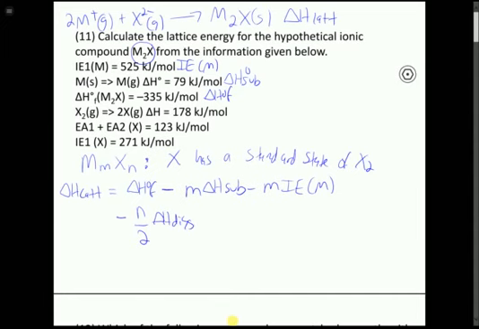So that's this value here. Remember, that's the enthalpy associated with breaking a bond. So in that case, it's going to be X2 going to 2 X's. And then we also are going to subtract N times the electron affinity. So that's the energy involved with our nonmetal gaining an electron and becoming an anion. So this is our electron affinity term here.